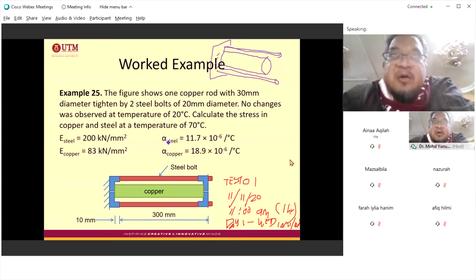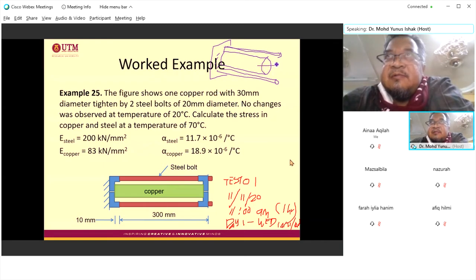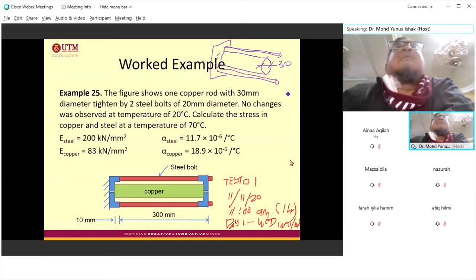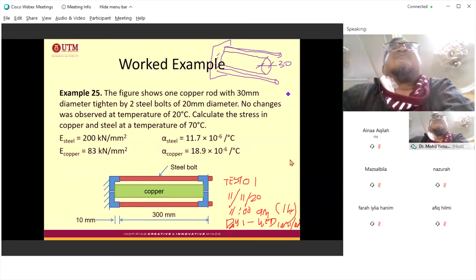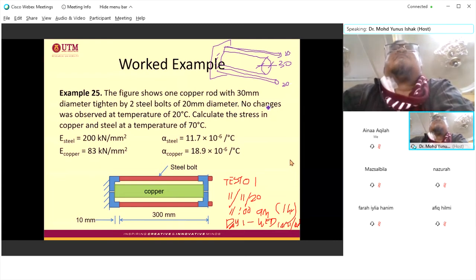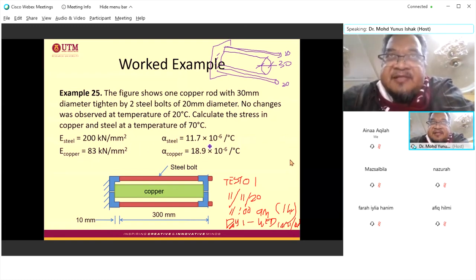So the figure shows one copper rod with 30 millimeter diameter. So this is 30. And tightened with 2 steel bolts of 20 millimeter. So this one is 20. No change was observed at temperature 20. Calculate the stress in copper and steel at temperature 70.